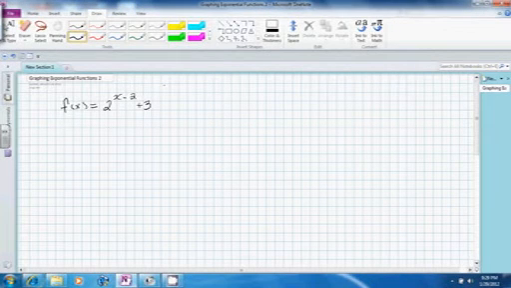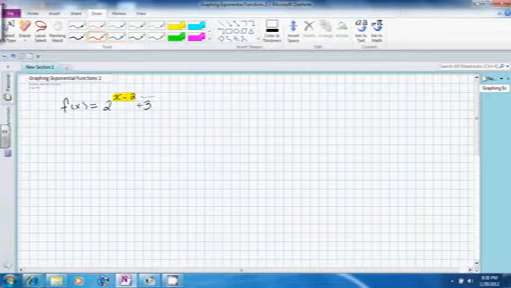Now we're going to look at graphing some more involved exponential functions. In order to do this, we're going to use the transformation properties. So if we take a look at this function here, we've got f of x equals 2 to the x minus 2 plus 3. Now, this minus 2 is inside of my exponent.